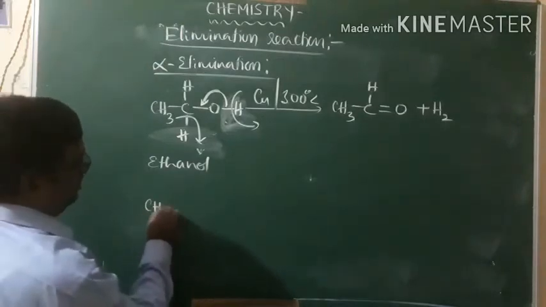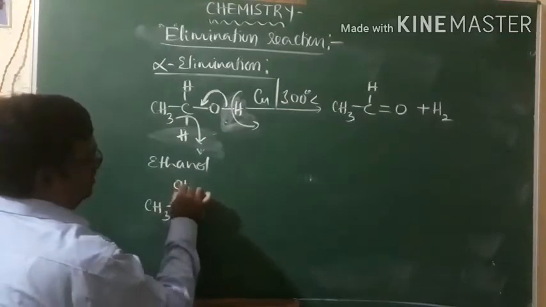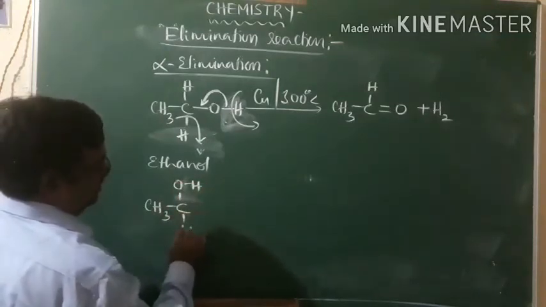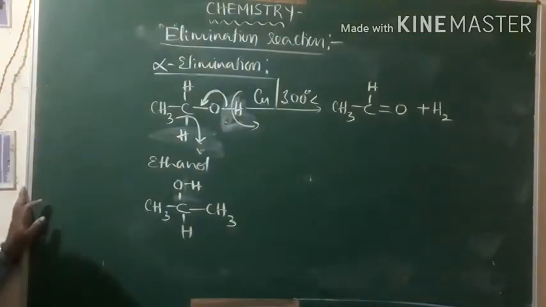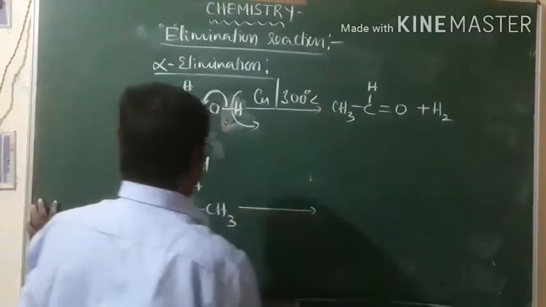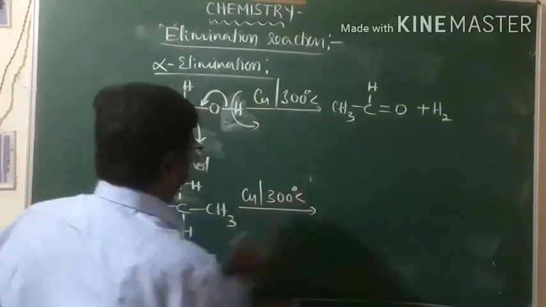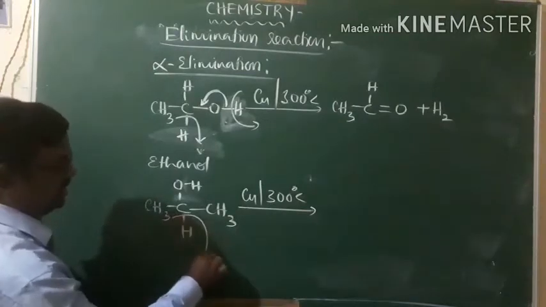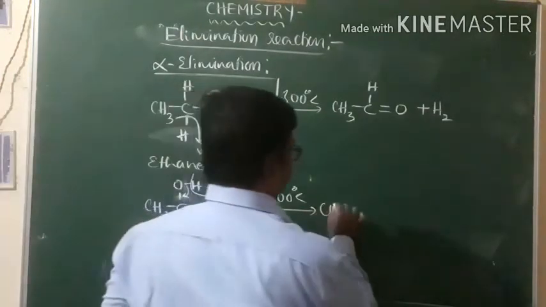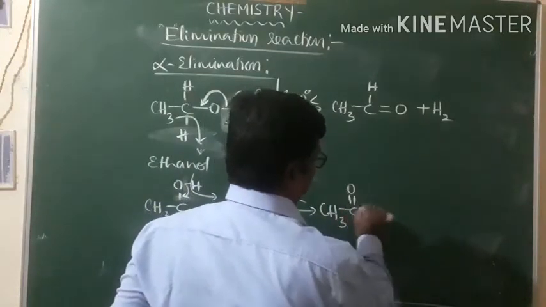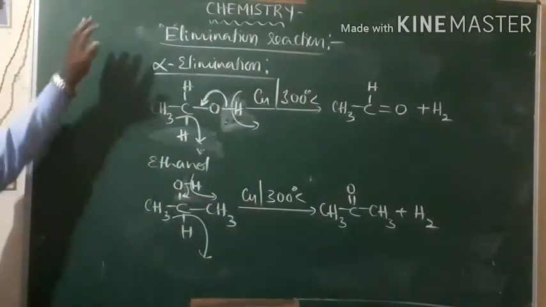Or you can go for one more example. This is one more alcohol, that is propanol, 2-propanol. When this 2-propanol is passed over heated copper catalyst at about 300 degrees Celsius, this is H minus, this is H plus. It will be shifted over like this, and you are going to get CH3 C double bond O CH3 and of course plus hydrogen. This is what we call alpha elimination.